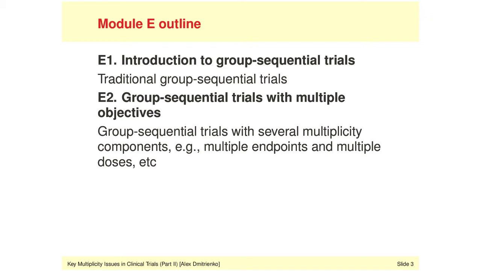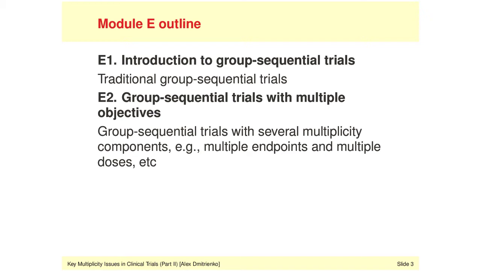So in modules E and F, we will focus on the methods that are utilized in this setting to control the overall type 1 error rate across the traditional sources of multiplicity and also across several decision points. It will be worth mentioning that modules E and F mirror modules C and D, where we examined gatekeeping strategies used in clinical trials with parallel and general gatekeepers.